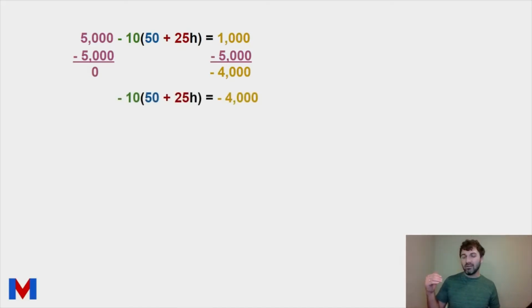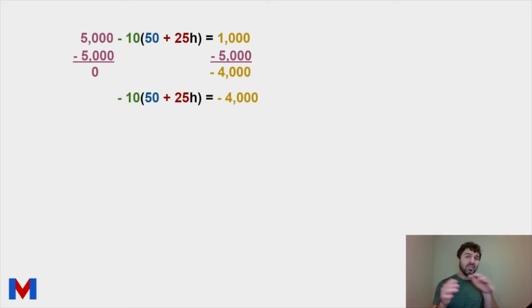So what I'm left with now on that left side is negative 10. Whoa, negative 10? Yes. You see up top there it says subtract 10. That subtraction is really negative. They're the same thing. So I'm just bringing that down. So I got negative 10 times (50 plus 25h) equals negative 4,000. All right, here. Let's see. I got multiple steps I can do.